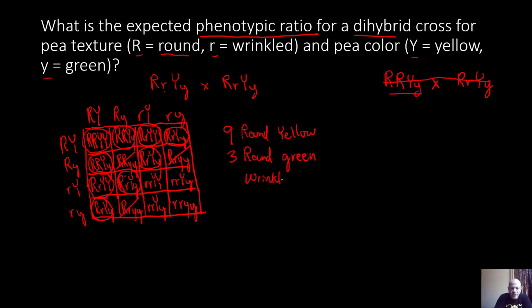So we've got wrinkled and yellow, and let's see how many we've got there. So here's one wrinkled yellow, 2, here's another one, 3, and the last one is not. So that's 3 wrinkled and yellow, and that leaves the last one, which looks like it's wrinkled and green. And so that would be 1. And if we add all of these up, that's going to add up to a total of 16.